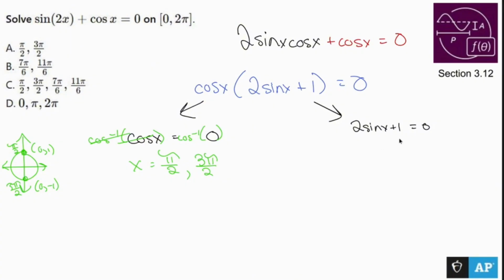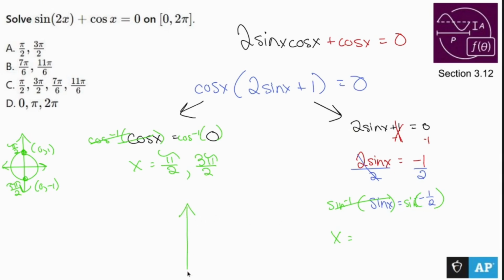Now we have this one to deal with, so we're going to subtract 1 from both sides. 2 sine x equals -1. Divide everything by 2. Sine x is -1/2. Now let's scooch you over a little bit, because the next step is inverse sining both sides. The inverse sine of -1/2 is asking what angle measurement on the unit circle gives us a y value, because sine is y, of -1/2.